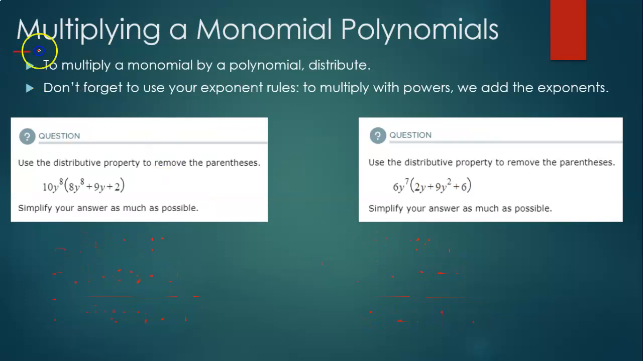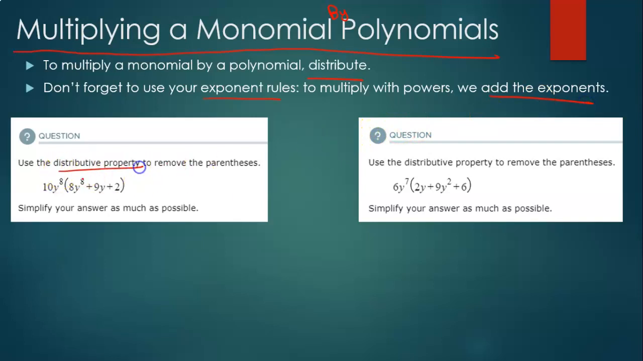Now, we're starting a new topic, multiplying a monomial, and this should say by polynomials. We're multiplying a monomial by polynomials. We want to distribute to do this. And now that we're multiplying, we can use our exponent rules. To multiply with powers, we add the exponents.